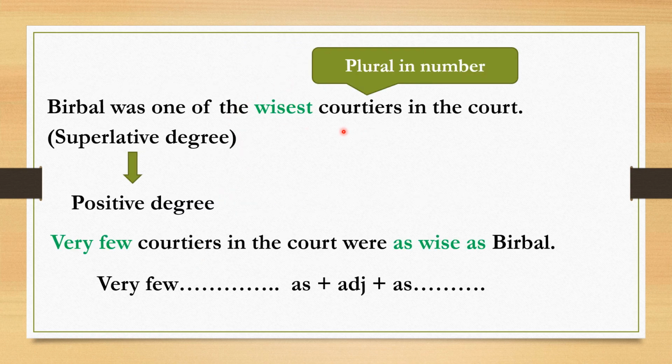Now, suppose the noun in the sentence is plural in number. Look at this sentence. Birbal was one of the wisest courtiers in the court. This sentence is in the superlative degree. If we have to change this sentence into a positive degree, then we begin the sentence with the words very few. So our sentence is, very few courtiers in the court were as wise as Birbal. We began our sentence with the words very few and we used the positive form of comparison, that is using as plus the adjective and as.